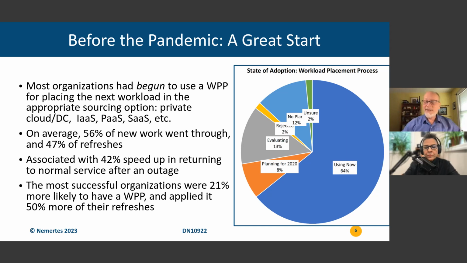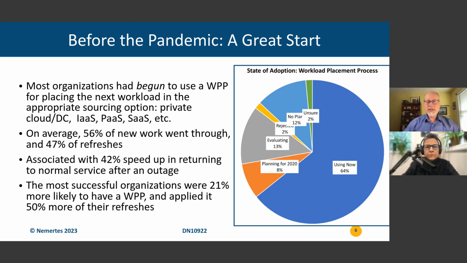And they were also doing just under half of the refresh workloads that they were deploying. This was happily associated with a 42% speed up in returning to normal service after an outage on one of their standard services, what we call the mean time to normal metric.